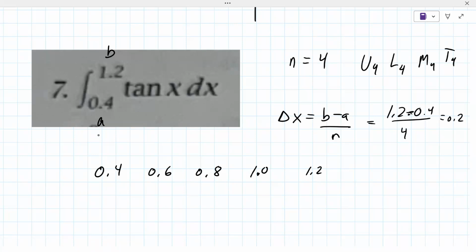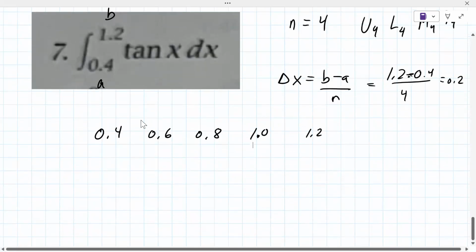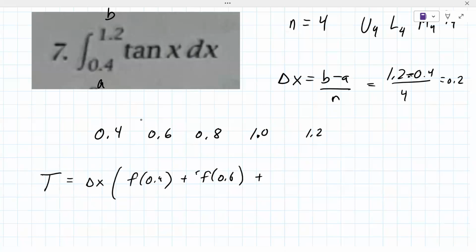So where do we go now? What do you want to do? Left, we can do them all. Do you want to do them all or just certain ones? I find this one by applying it. It says trapezoid rule. So trapezoid rule would be delta x times F of 0.4 plus F of 0.6, and there's two of those, plus 2F of 0.8 plus 2F of 1 plus F of 1.2.